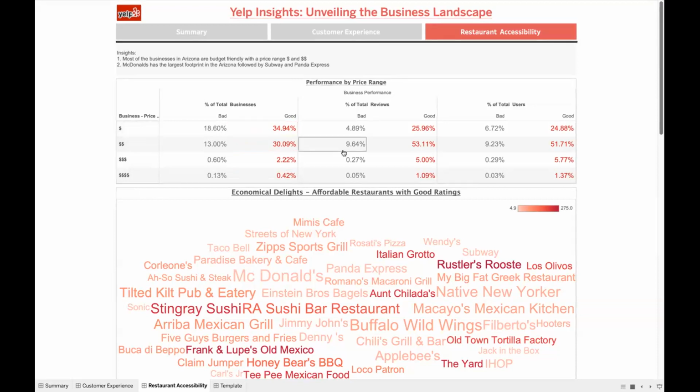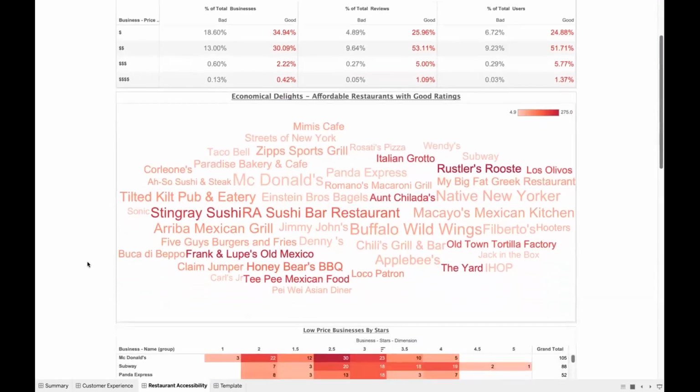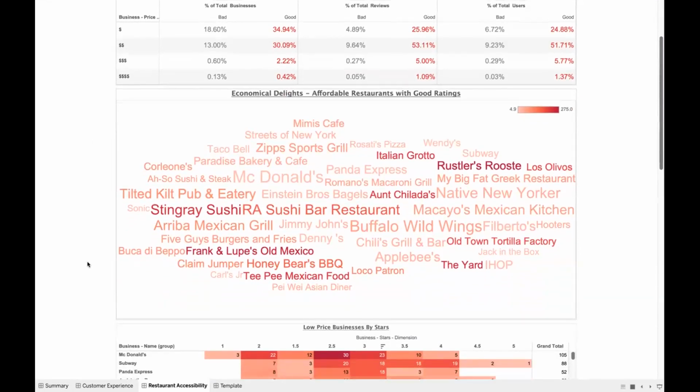or $2 star. And similarly, if we look at reviews, we can see that restaurants which are $2 star have good reviews. 53% of the total good reviews fall under restaurants which are $2 star. So you would probably want to choose $2 star restaurants over a $1 star restaurant. And the number of users rating is also higher for the $2 star restaurants. These are some economical delights and affordable restaurants with good ratings.